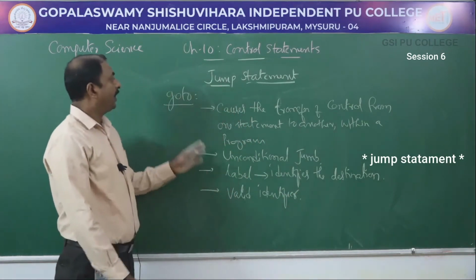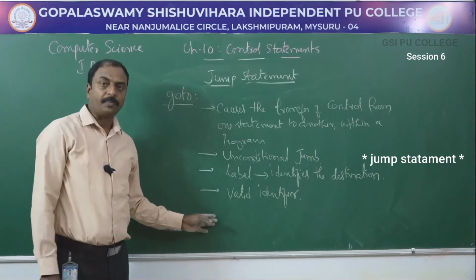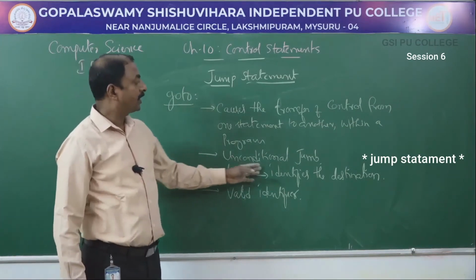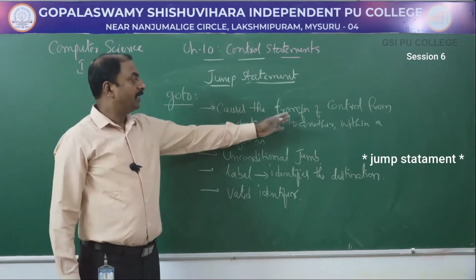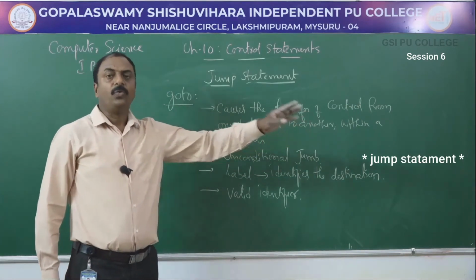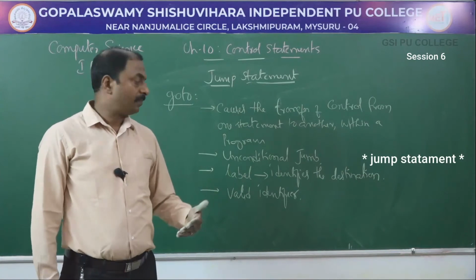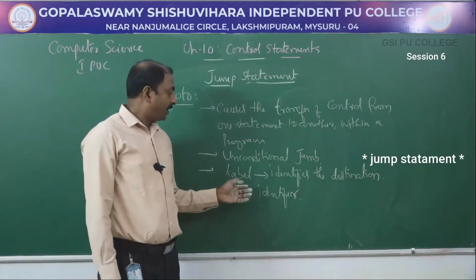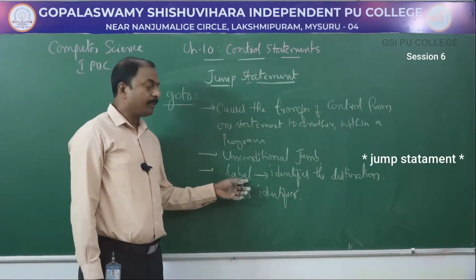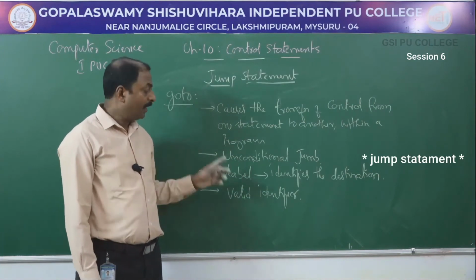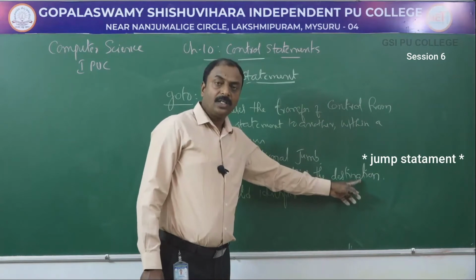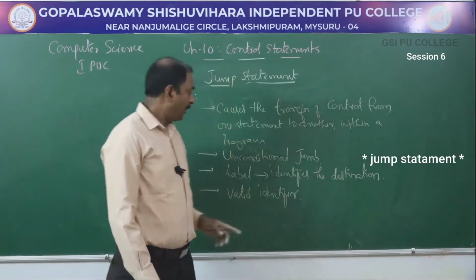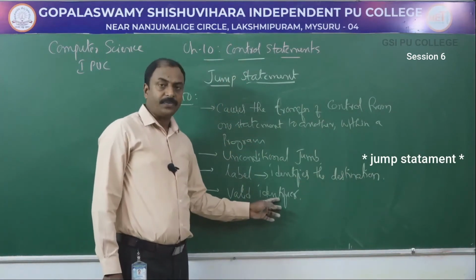So this is a goto statement. It is called an unconditional jump statement, and it causes the transfer of control from one statement to another statement. We use a label along with this goto statement. This label is used to identify the destination statement to be executed. A label is a valid identifier.